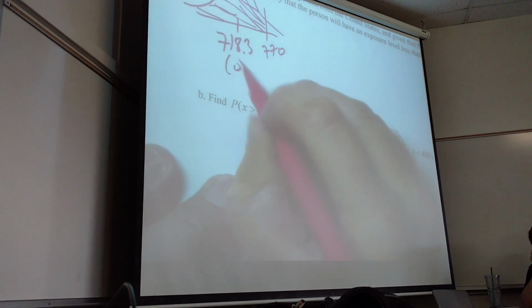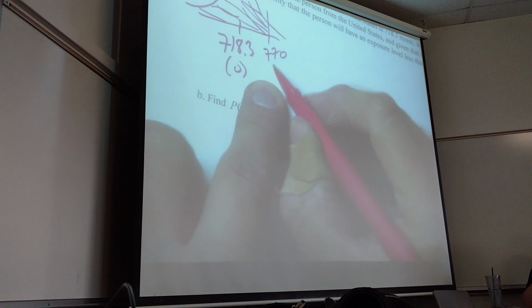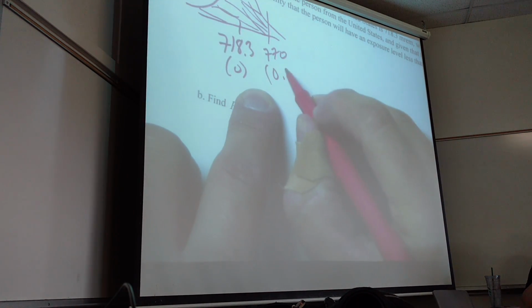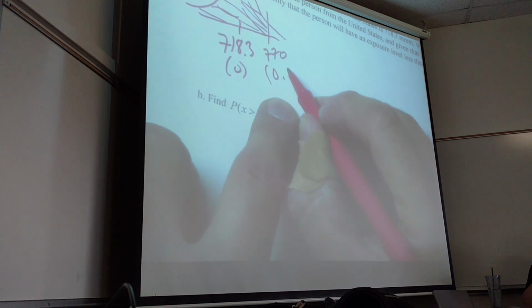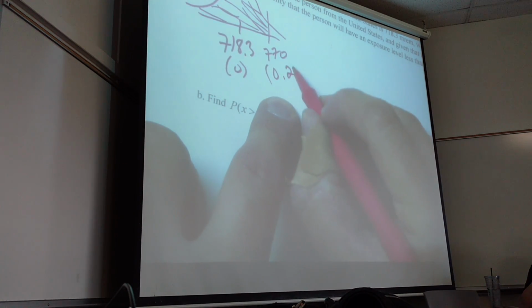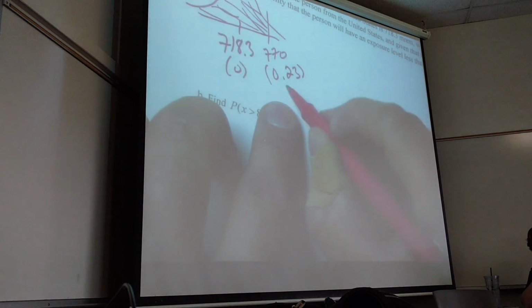So let's see, this Z-score is 0. What do you guys get for the Z-score of 770? 0.26? 0.23? And now that's a Z-score.